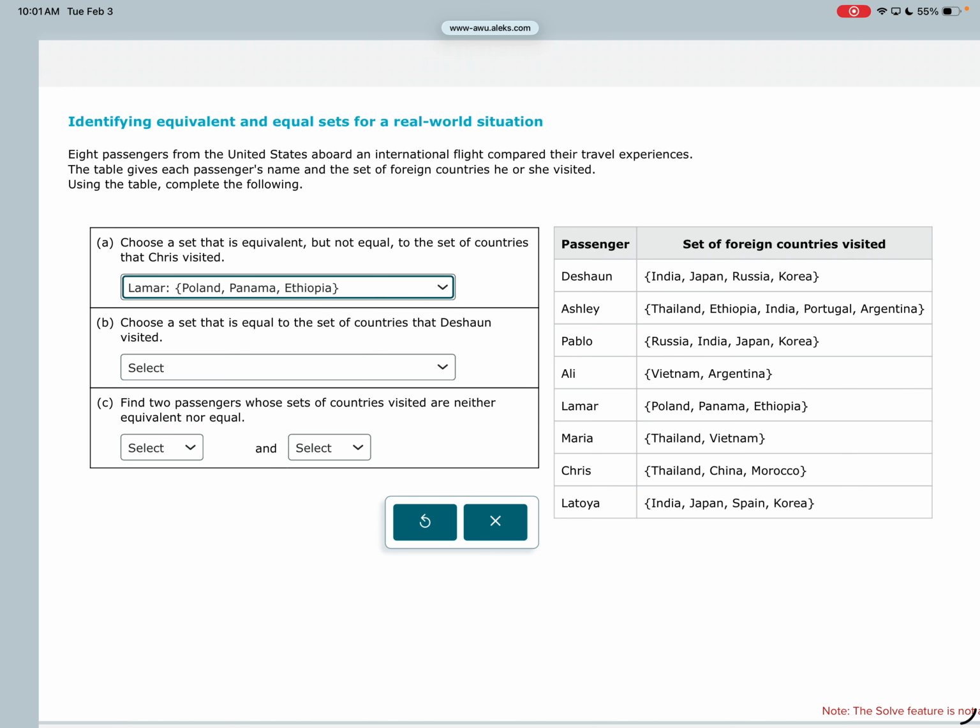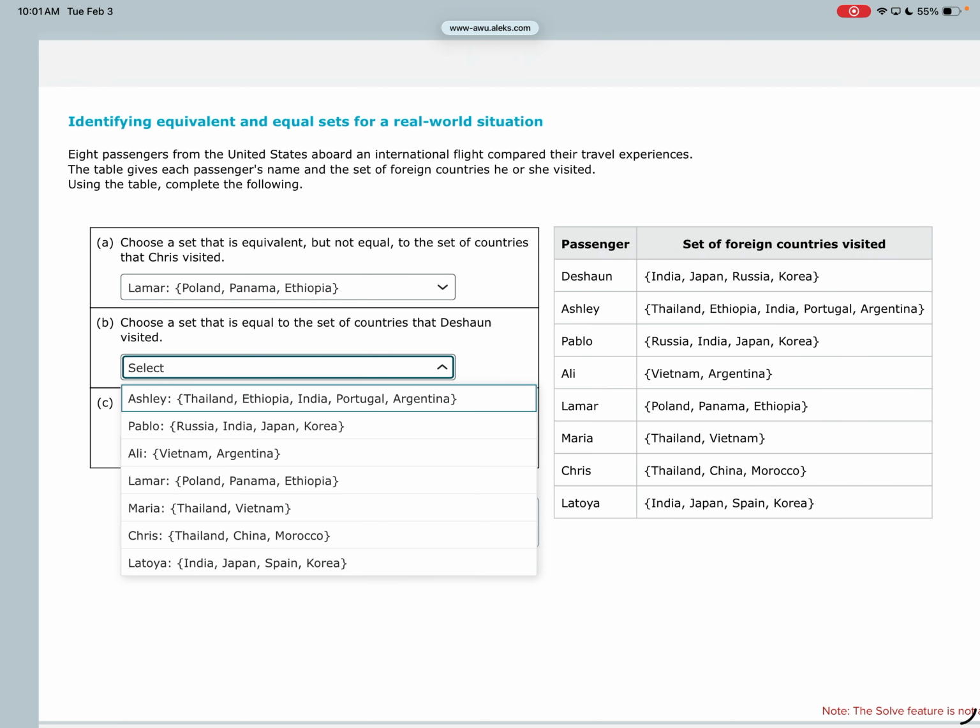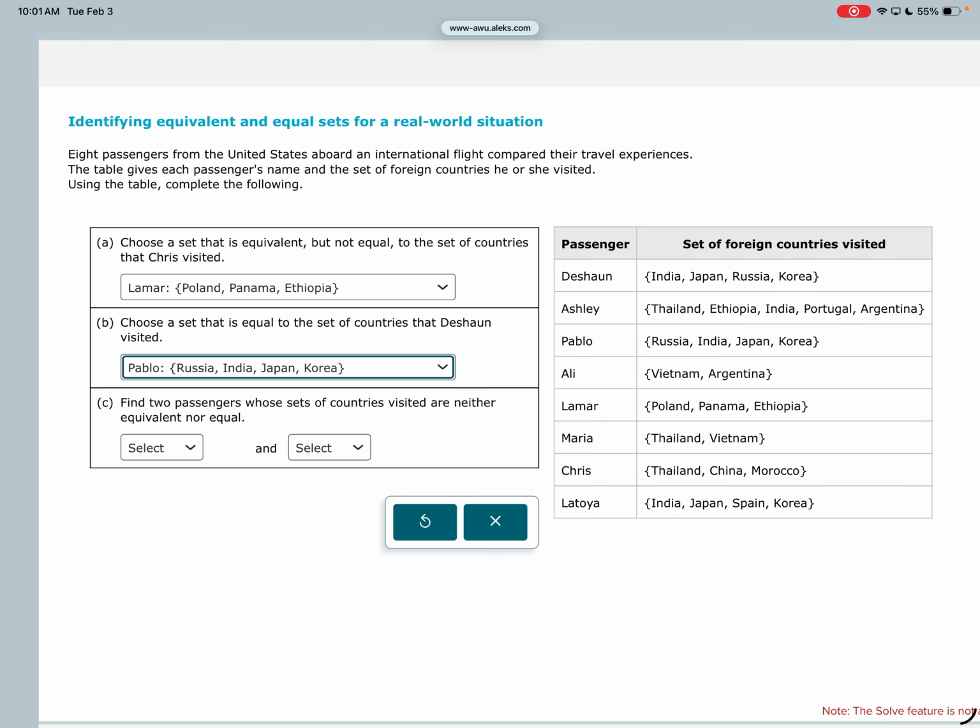Choose a set that is equal to the set of countries that Deshaun visited. Deshaun is India, Japan, Russia, Korea. Is there another one of those? India, Japan, Russia, Korea. Pablo? So those are exactly the same.